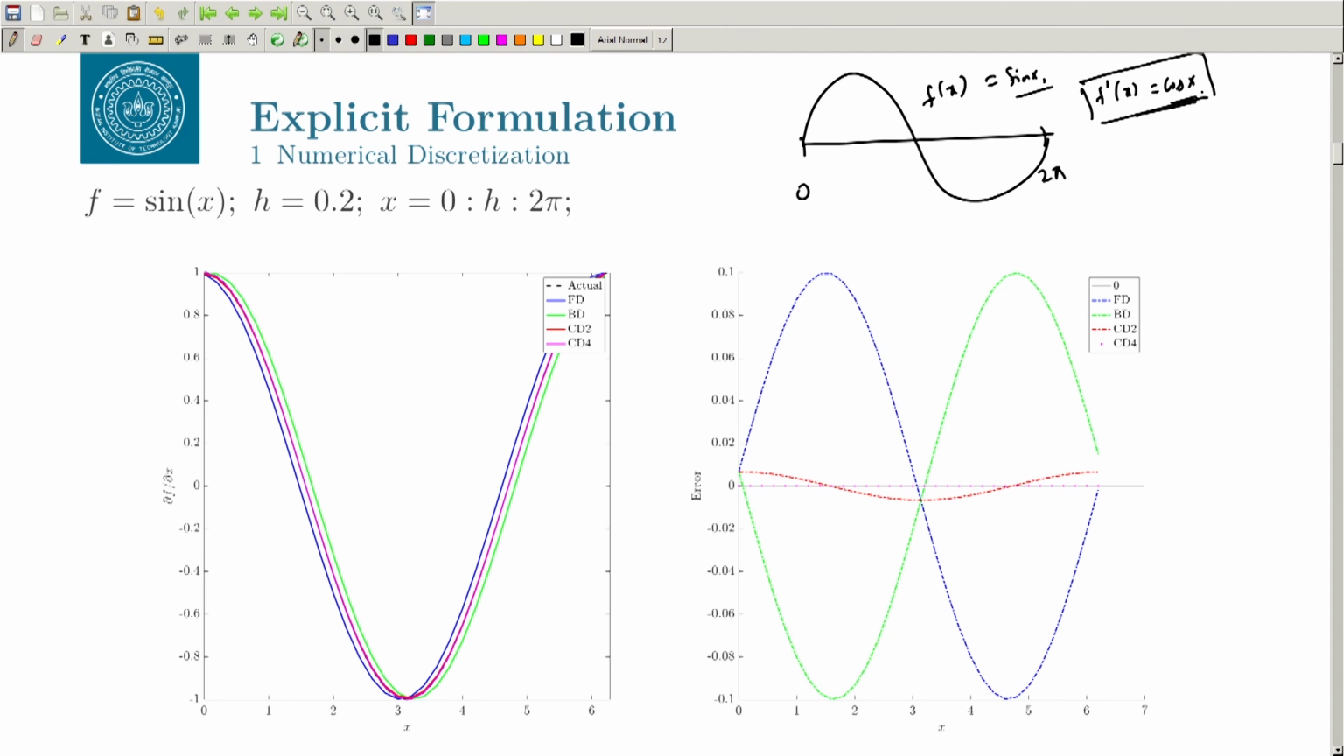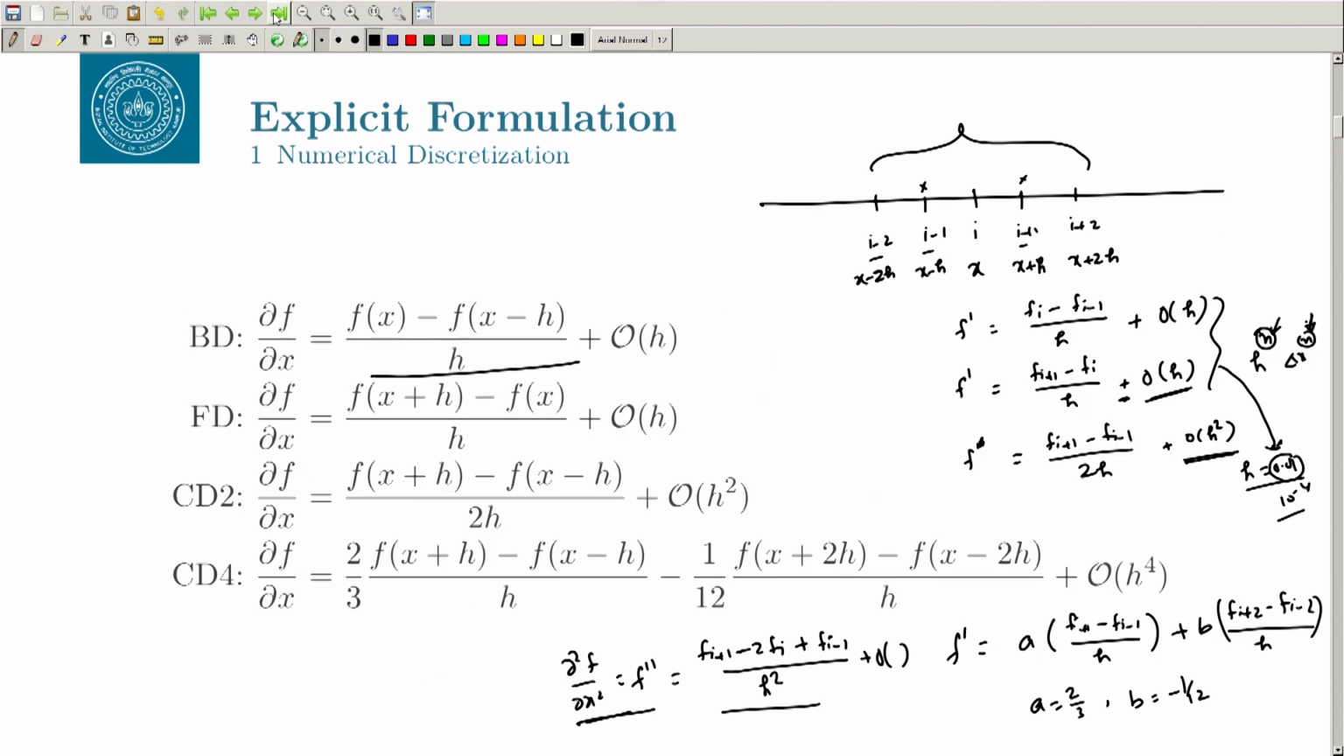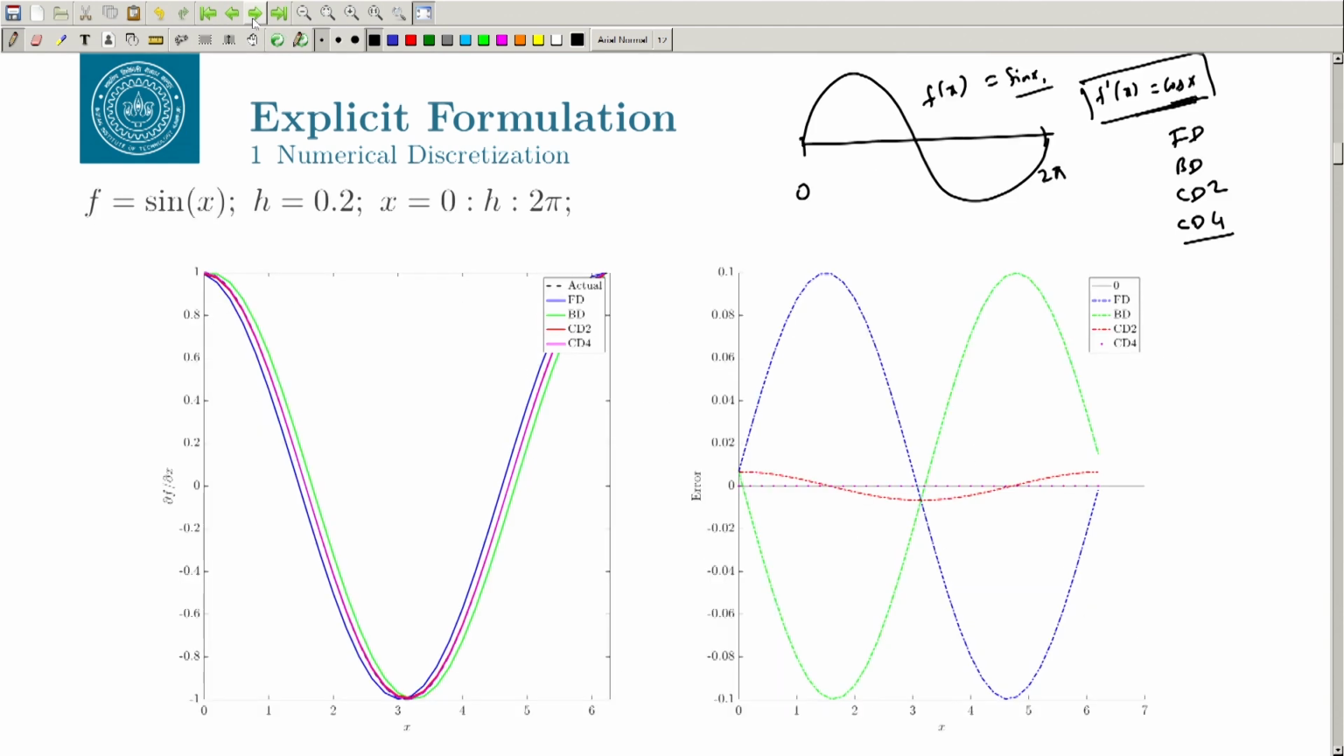But here, instead of using this formulation, we are going to use 4 different approaches: the forward differentiating, backward differentiating, central differentiating 2, and central differentiating 4. Okay, as we saw in the last slide, all these 4 schemes. So, basically, what we are going to do, we will make a mesh.